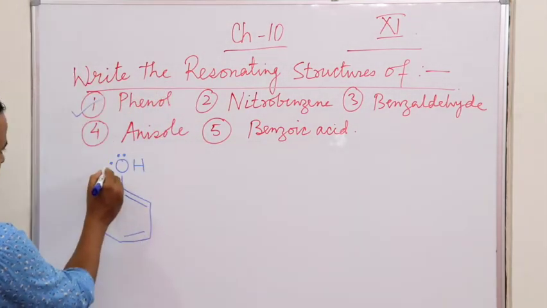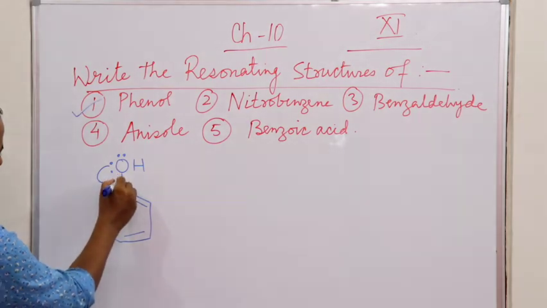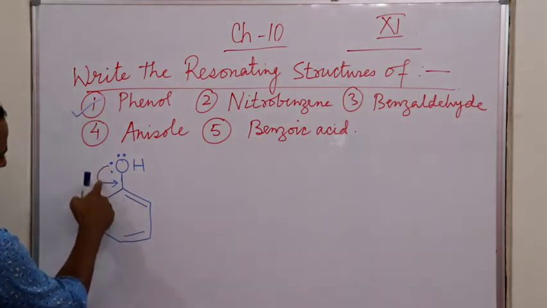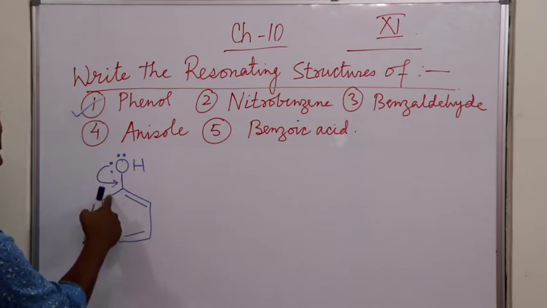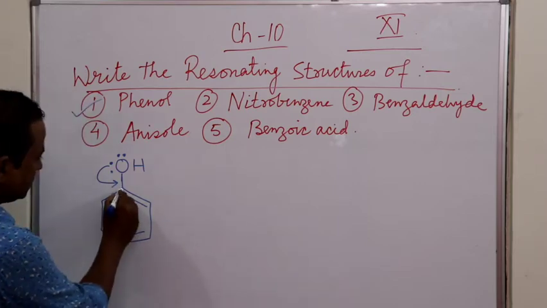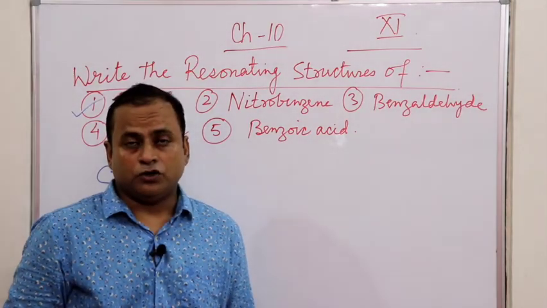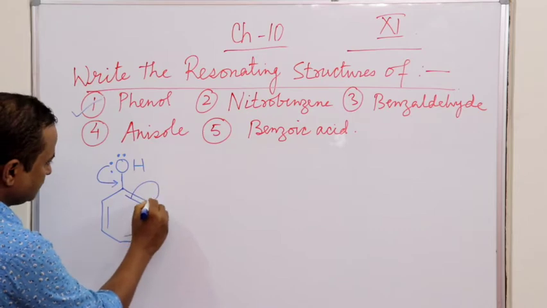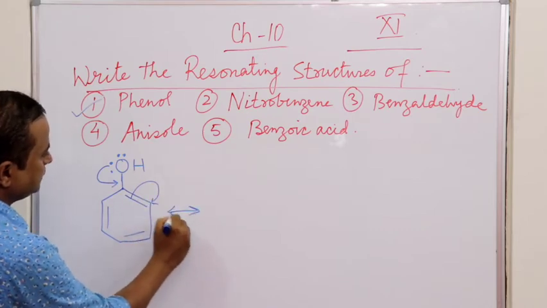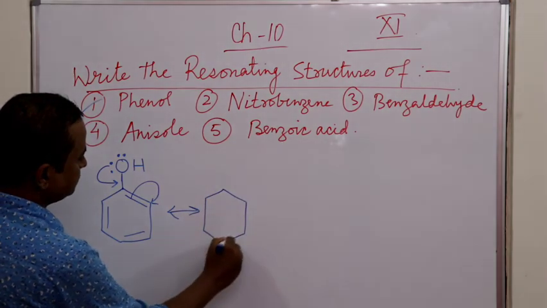So what will happen? The electron pair which is present here will donate electrons to this bond, and when it donates electrons here, a double bond will be formed. So 2 bonds here, 2 bonds here, 2 plus 2 is 4, plus 1 is 5 here. That means this is a carbon atom. Carbon cannot form 5 bonds. It can form only 4 bonds. So that's why this double bond has to shift here. So we will put a double-headed arrow and draw the next resonating structure.